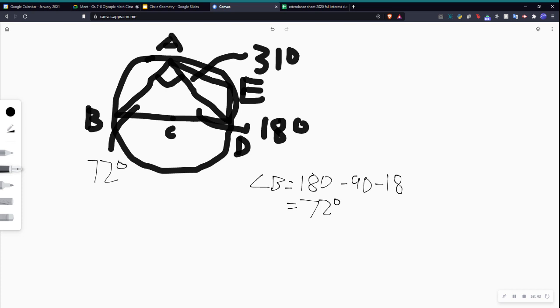All right. And now notice that ABDE is a cyclic quadrilateral. So all four of its vertices are on the circle. Okay. So this means that we can use the cyclic quadrilateral property where opposite angles add up to 180 degrees. So to get angle E, we would subtract angle B from 180, because B and E are opposite to each other. So 180 minus 72 gives you 108 degrees. All right, so this is our final answer for this problem.